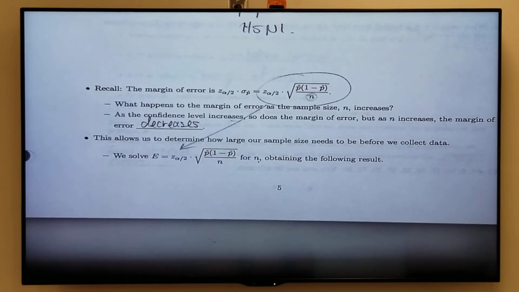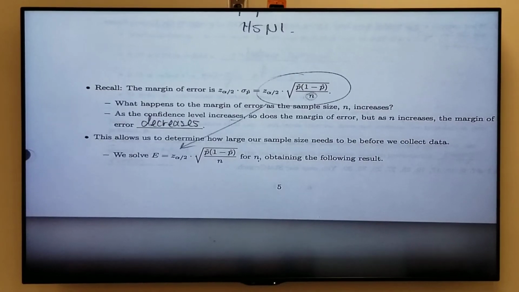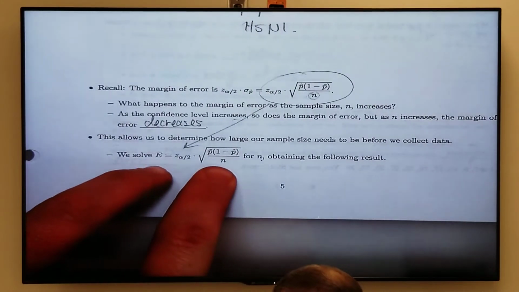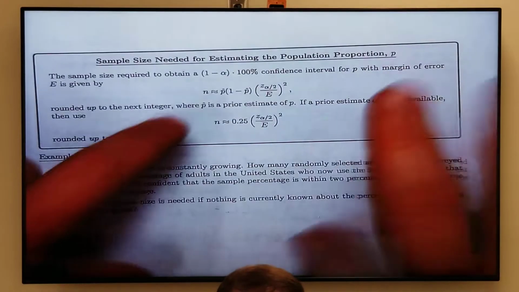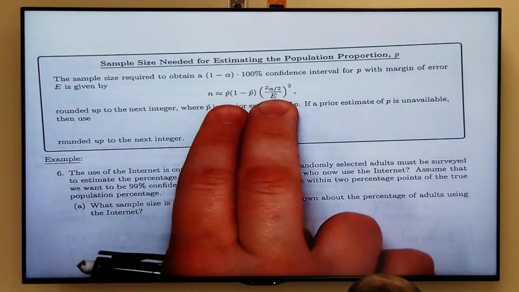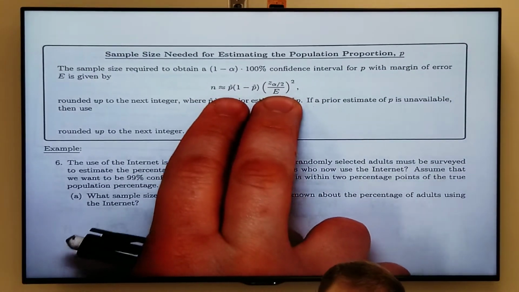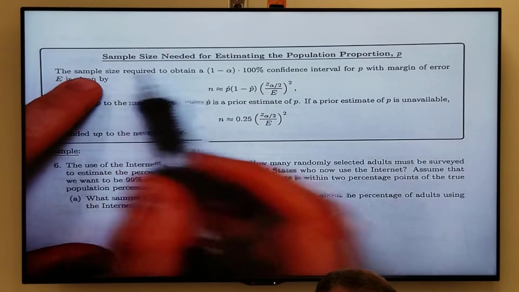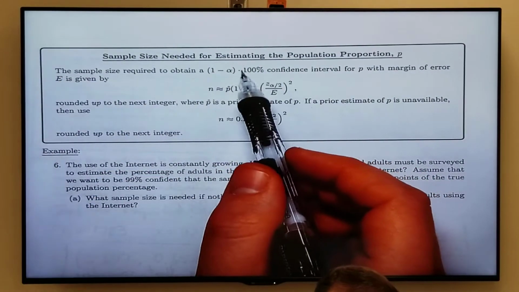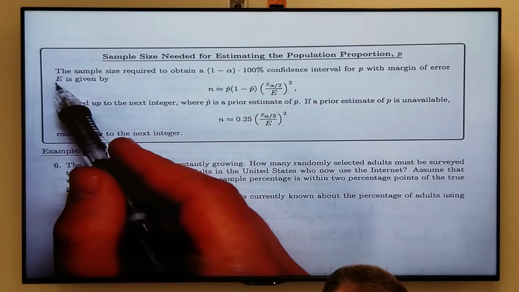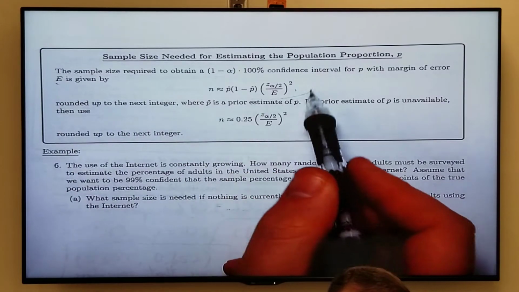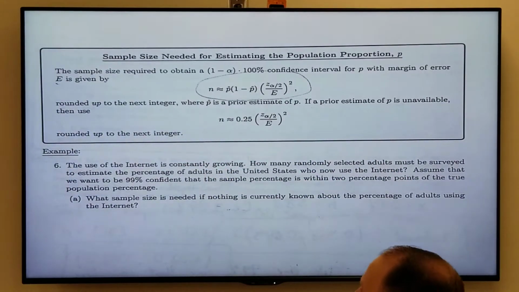All right, last page of 9.1, right? So page 6. We take this equation, solve it for n, and after doing some algebraic magic, we end up with this formula right here, okay? So the sample size that we need in order to obtain a 1 minus alpha times 100% confidence interval for P with some margin of error E is given by this formula.